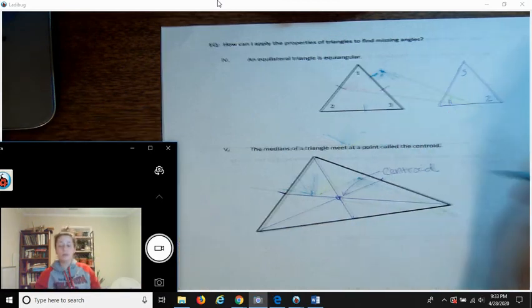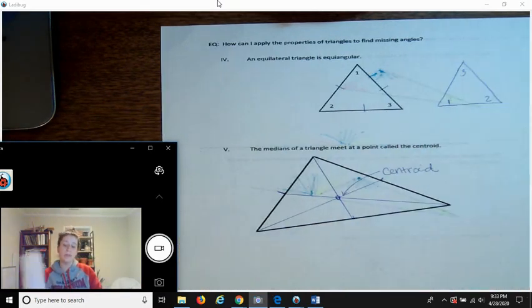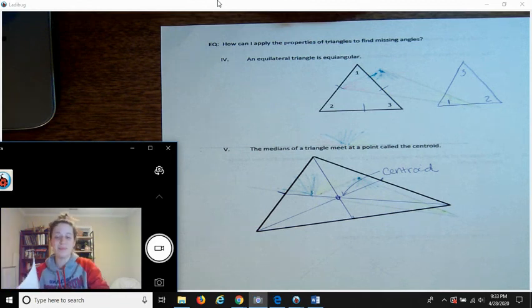Okay, so those are some little facts about triangles that you should remember. I have both the filled out version and the blank copy on here. Feel free to write all this down on notebook paper, but that's it for this little piece. All right.